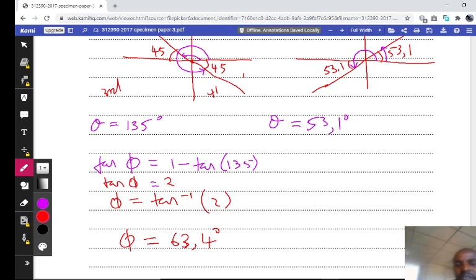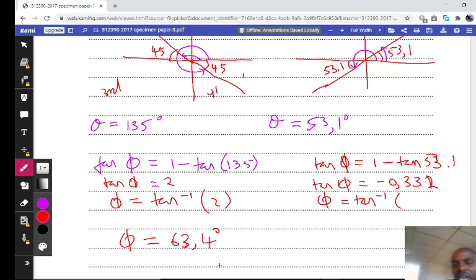Then let's also work out using this one. Alpha is equal to 1 minus tan 53.1. What's the answer? 1 minus tan 53.1, you get minus 0.332. Then this one will be arctan of this same answer, minus 0.332. Arctan of this answer, using a calculator, you get minus 18.3, meaning that it's below the x-axis.